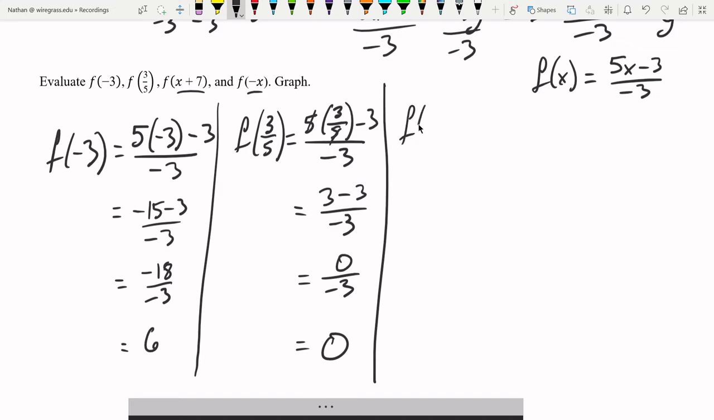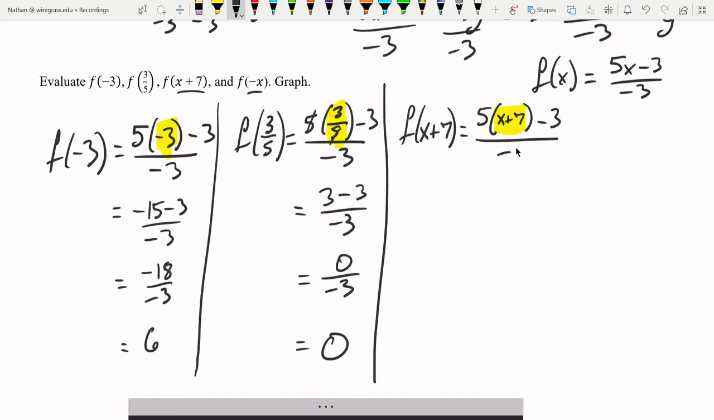Okay, now let's plug in the expression x plus 7. So now, our input is x plus 7, instead of 3/5 here. This was our input here. This was our input here. Now our input is x plus 7. So just because we're plugging in another expression with x in it, that means this x changes to x plus 7. That's an important thing to always keep in mind.